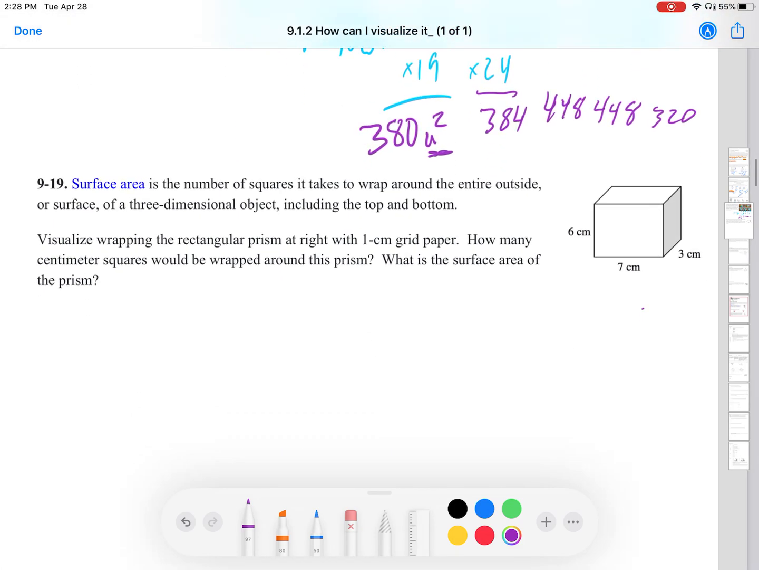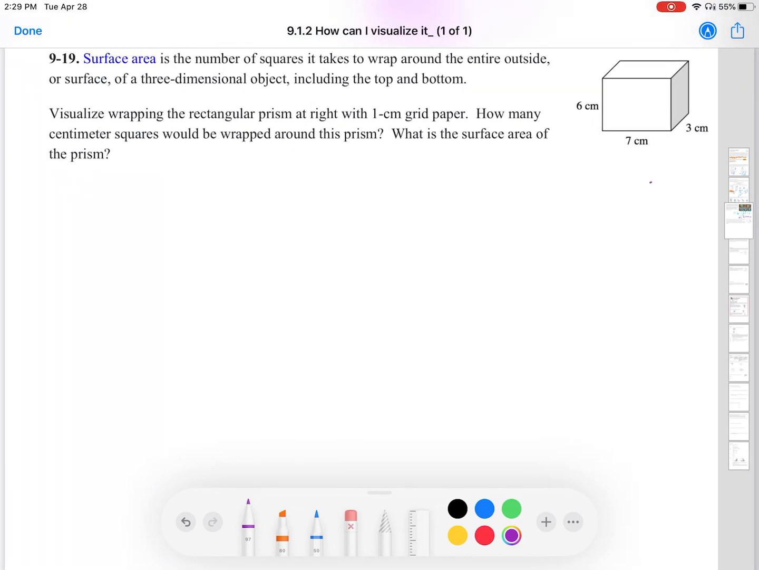All right. So surface area is the number of squares it takes to wrap around the entire outside or surface of a three-dimensional object, including the top and bottom. So it is exactly like we had up above, but now I want you to count the floor and ceiling. That's the only difference between those lateral faces and then finding all of the surface area.